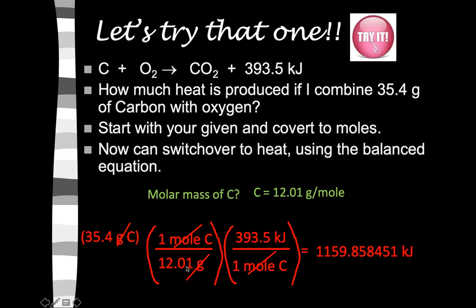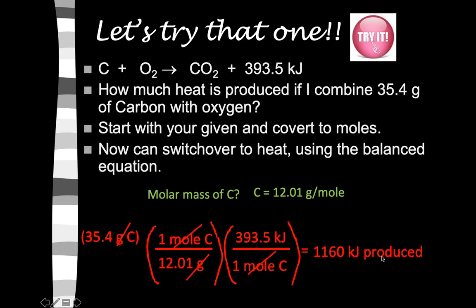All right, 1, 2, 3 sig figs. 1, 2, 3, 4 sig figs. I can keep 3 based on this number. So I can keep 1, 2, 3 sig figs. I look at this number for rounding, which it does round up, but then I'm going to need a placeholder. So 1,160 kilojoules produced.